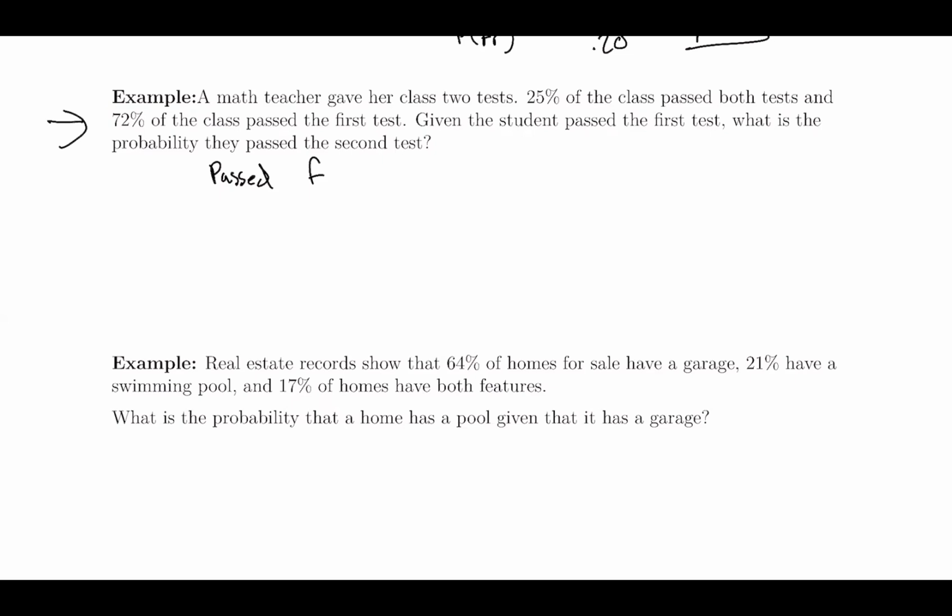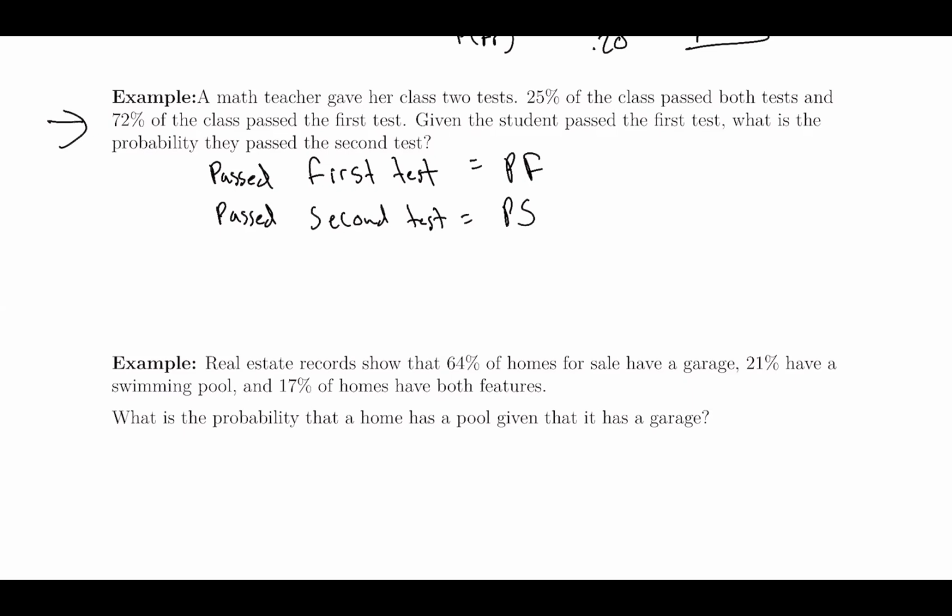pass first test. So we'll say this is PF, pass first test. And pass the second test. So pass second. All right, so those are my two events. One event is a student passed the first test. The second event is the student passed the second test. All right, everybody good with those events?